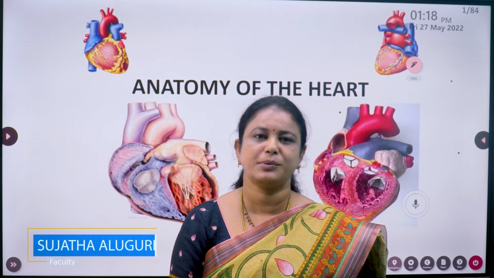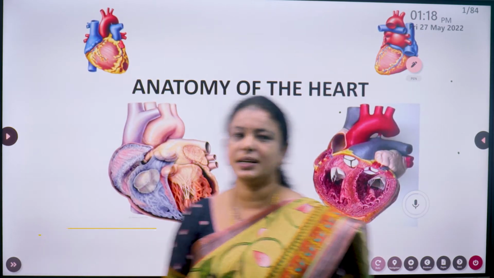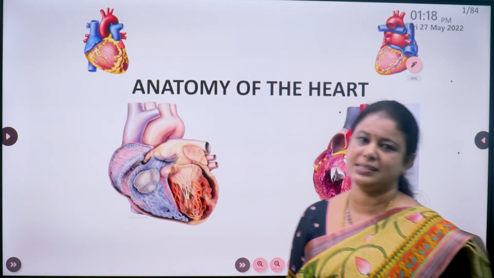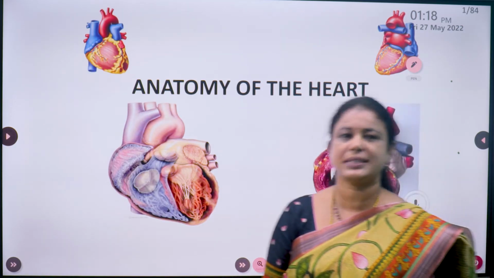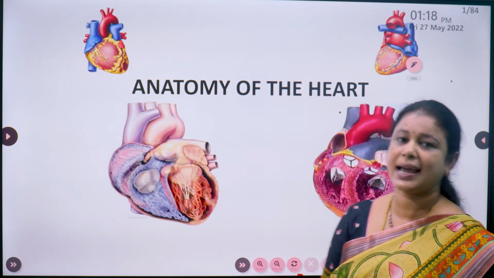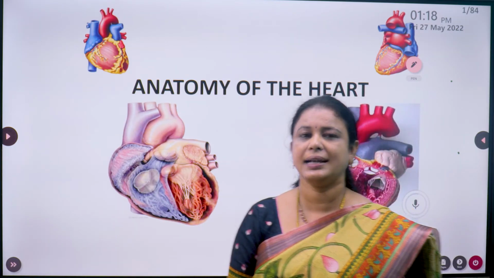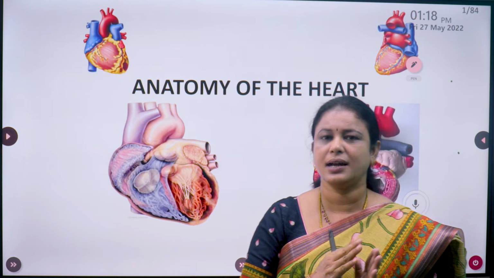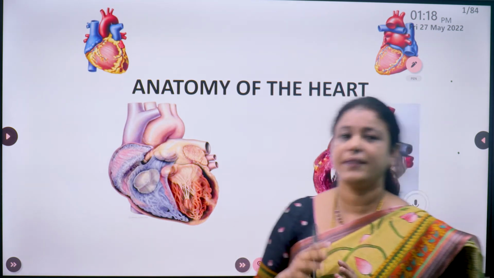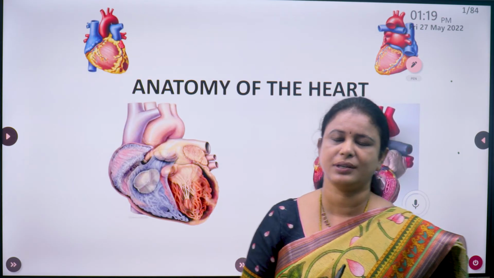Today I am going to talk about the cardiovascular system. In the cardiovascular system, cardio means heart and vessels means blood vessels. In blood vessels we have three types: arteries, veins and capillaries. Arteries carry oxygenated blood and carry the blood away from the heart. Veins bring deoxygenated blood to the heart.